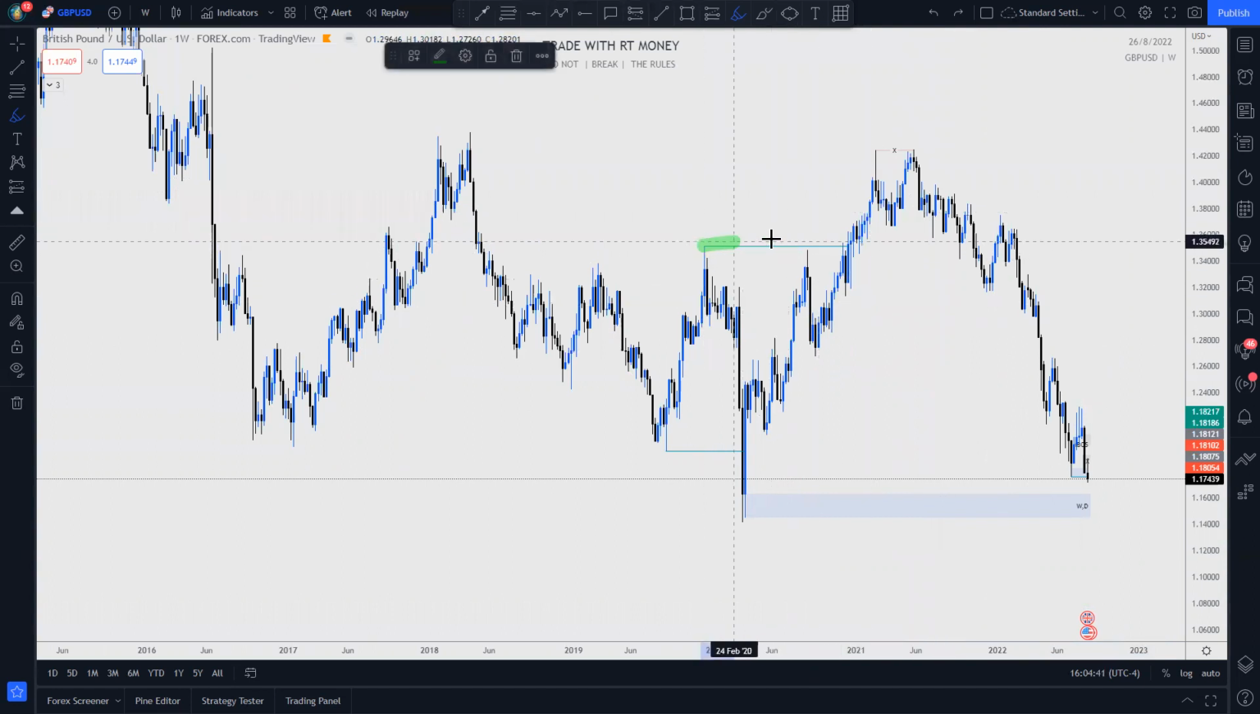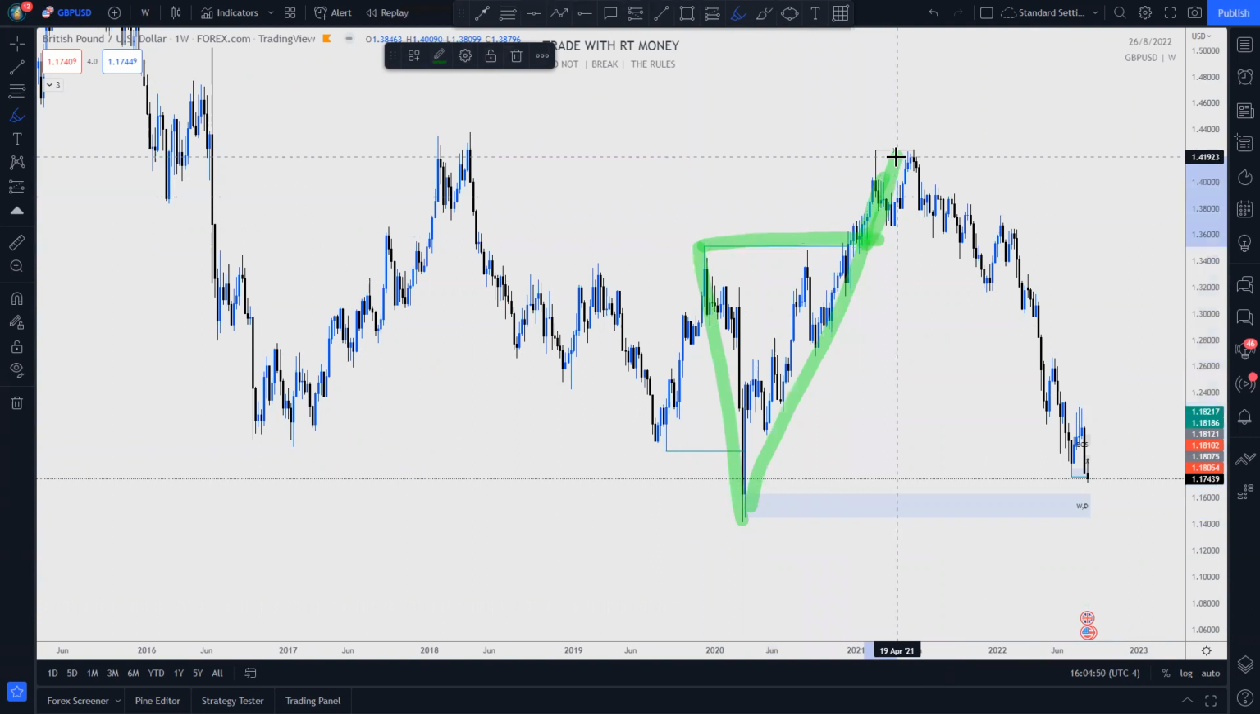We have a break of structure here. This was the lower high to the lower low, and then we broke that lower high. That means we are bullish in this market until this low is taken out. Then we turn bearish again. But this is swing structure we're talking about. On the higher time frame, the macro level, we are bullish.